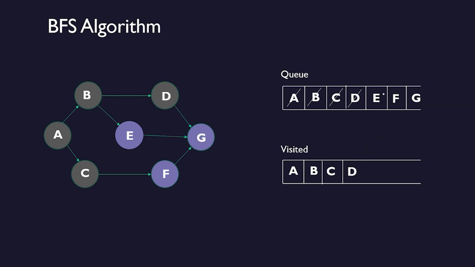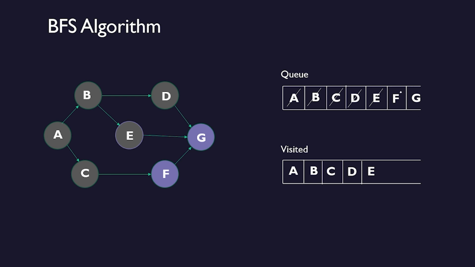The next element here is E. So I'm going to be removing E, keeping it aside, and checking what node E is connected to, which is not already present in the queue. E is connected to G, but G is already present in my queue. So I don't have to add anything to my queue, so I can directly add E onto my visited.